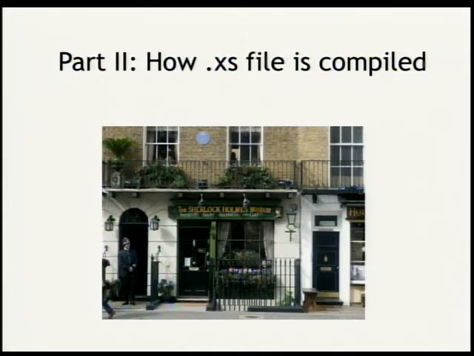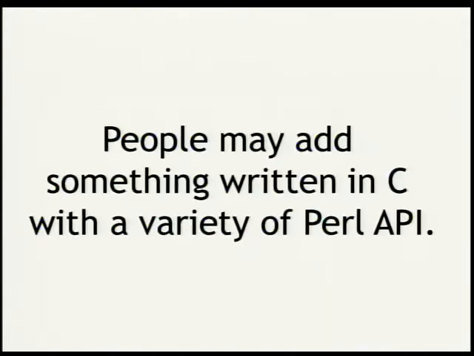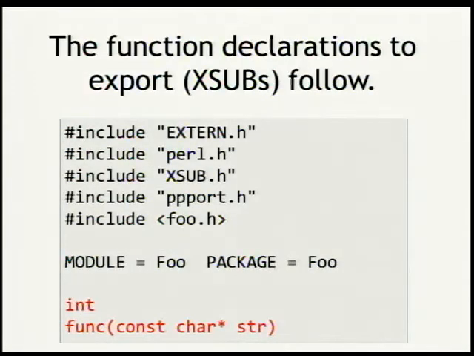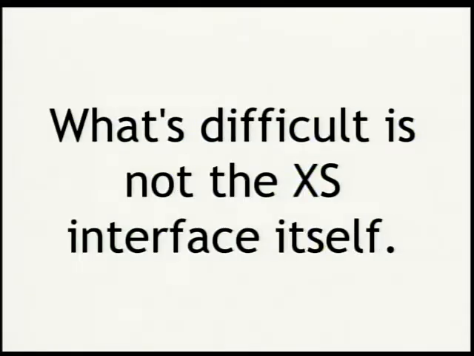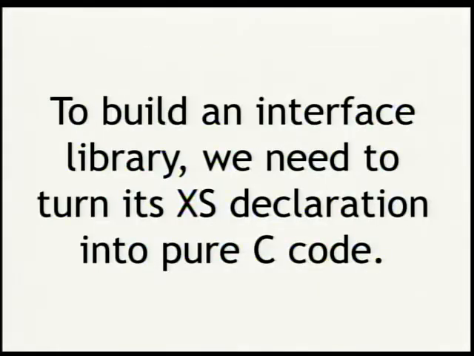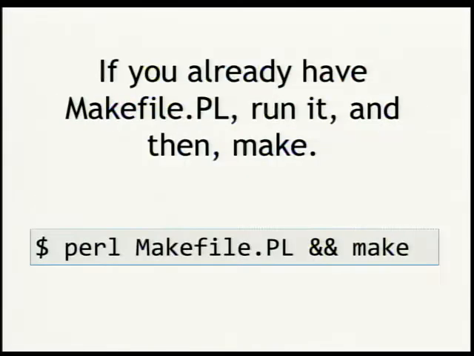And part 2. How is an .xs file compiled? You know, this XS file is not C. So the C compiler can't compile it as is. So we need to process this first.